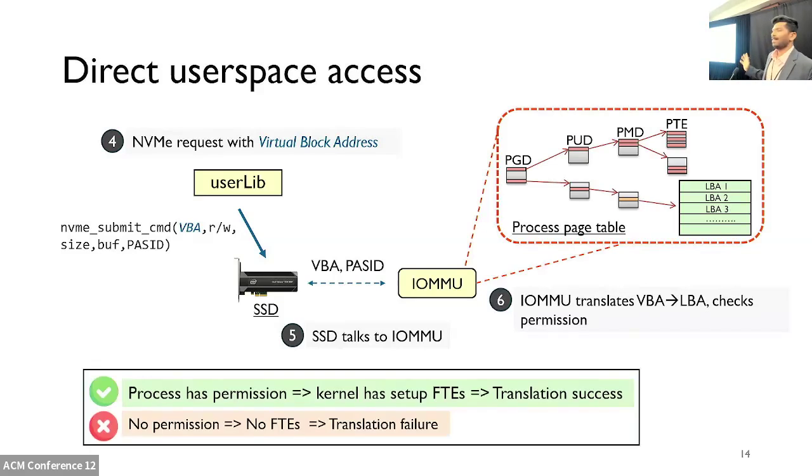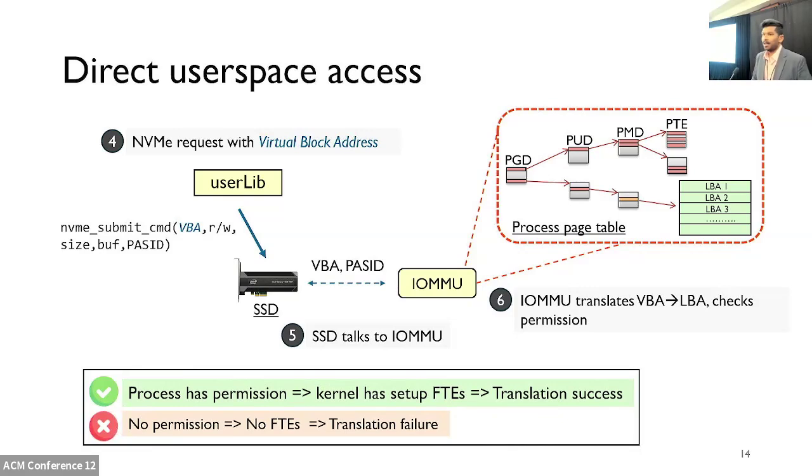So this is basically the essence of how BypassD supports sharing. If the IOMMU is able to translate the address successfully, it means the file table entries were valid, which means that the kernel permitted the process to access it. And if the IOMMU cannot translate, it means the file table entries were not set up, so the process cannot access that file or block directly from user space.